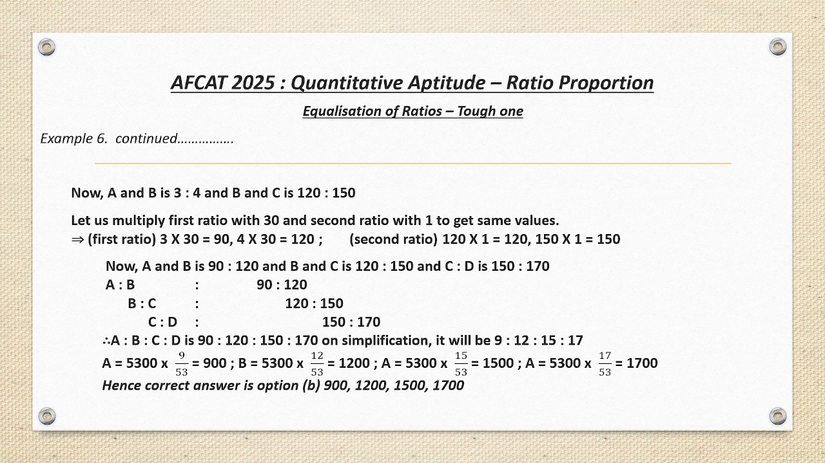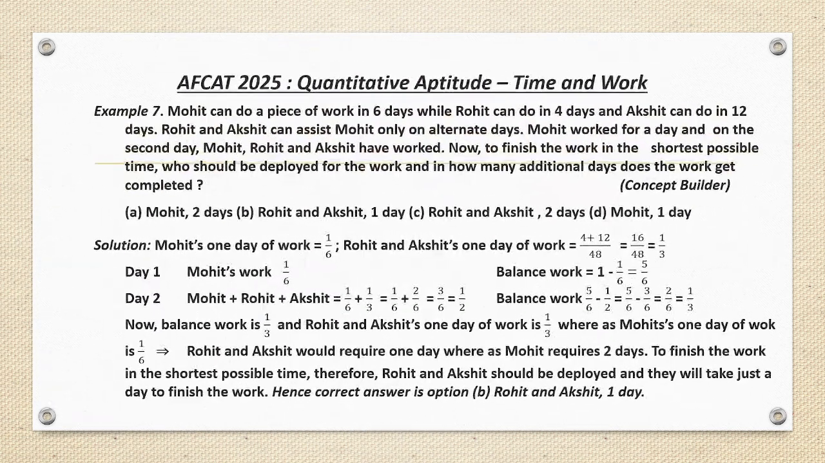Right? Now we have discussed 6 examples on ratio proportion. Now let us discuss a few PYQ level questions on time and work.